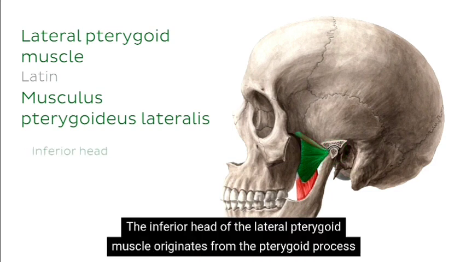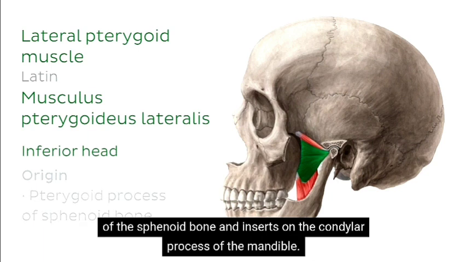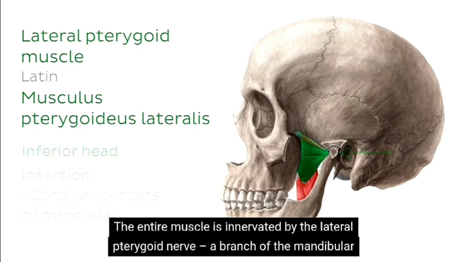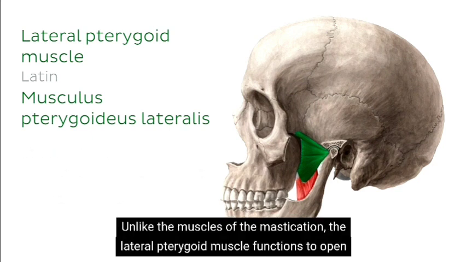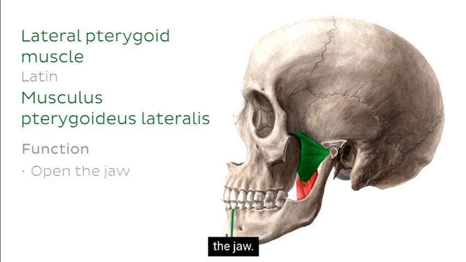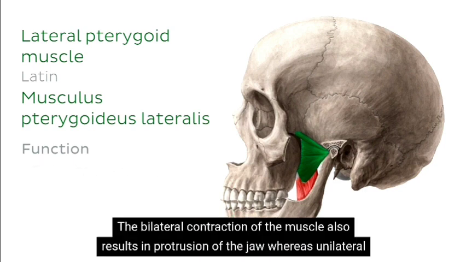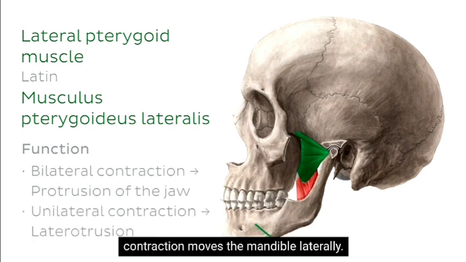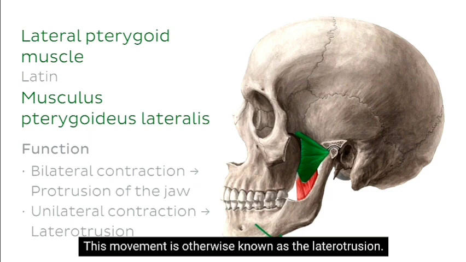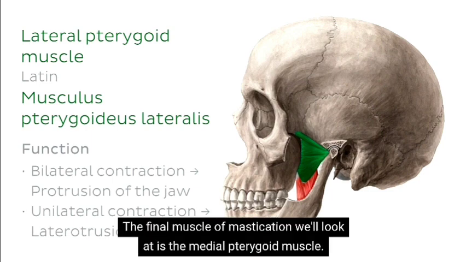The inferior head of the lateral pterygoid muscle originates from the pterygoid process of the sphenoid bone, and inserts on the condylar process of the mandible. The entire muscle is innervated by the lateral pterygoid nerve, a branch of the mandibular nerve. Unlike the muscles of mastication, the lateral pterygoid muscle functions to open the jaw. The bilateral contraction of the muscle also results in protrusion of the jaw, whereas unilateral contraction moves the mandible laterally. This movement is otherwise known as laterotrusion.